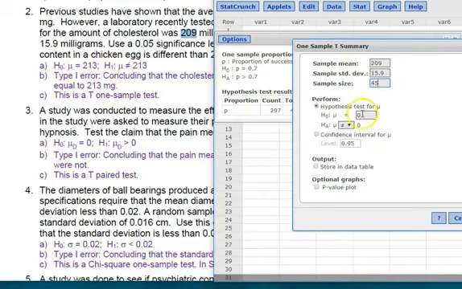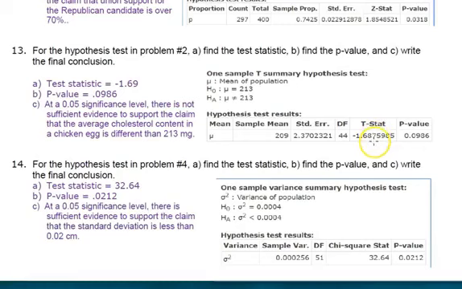Then here's our hypotheses. So we're putting 213 in for the number. We're leaving the inequality as a not equal to. And here are our results. So our test statistic is negative 1.69. Our p-value is 0.0986. We were supposed to test this at a 0.05 significance level. This time the p-value is bigger than the significance level, which means we get a negative conclusion. There is not sufficient evidence to support the claim, and that was that the average cholesterol content in a chicken egg is different than 213.